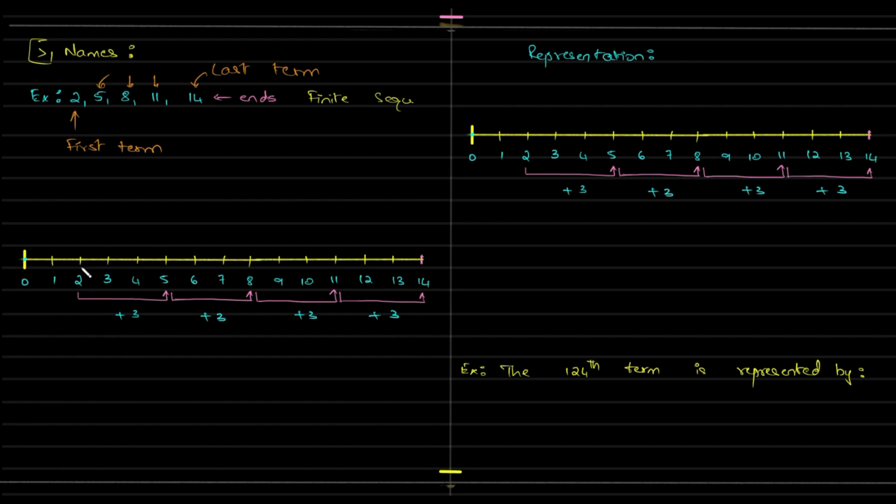So we can see that the sequence goes in the form of +3. So 5 plus 3, 8, 8 plus 3, 11, 11 plus 3, 14. So 3 is common everywhere, and it is the difference between the consecutive terms. So this is called the common difference.